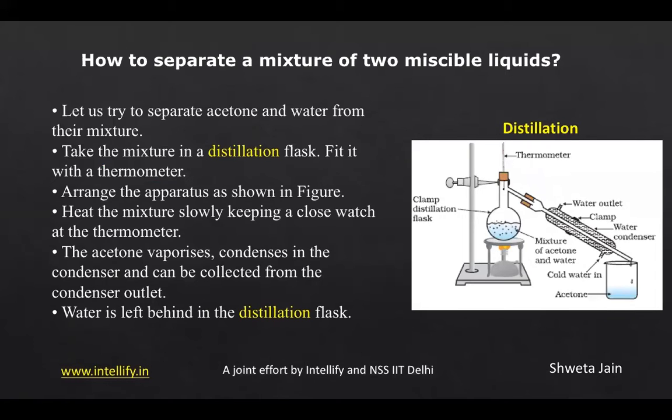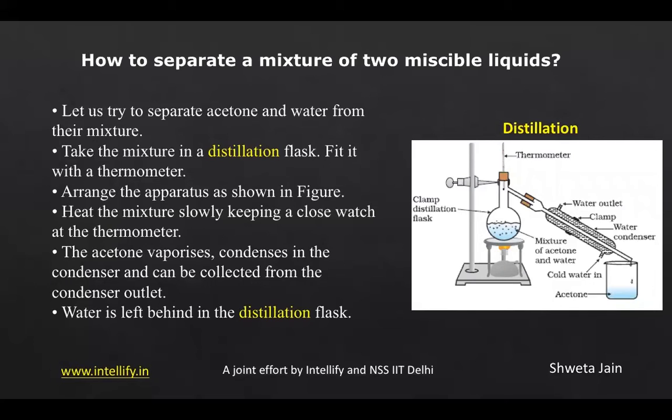Distillation is the method used to separate a mixture of two miscible liquids. Miscible liquids means two liquids which mix with each other. So we will try to separate acetone and water from the mixture. We can see in the picture a distillation flask which is clamped on a stand. Then it is kept on a tripod stand over a Bunsen burner. A thermometer is fitted on the top of the distillation flask.